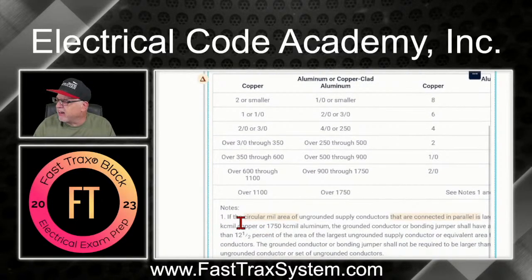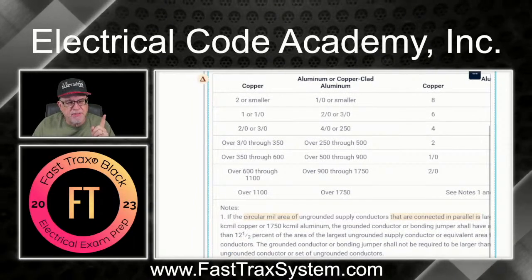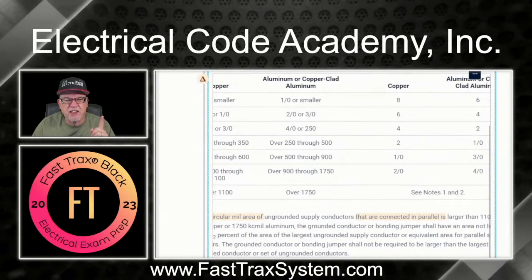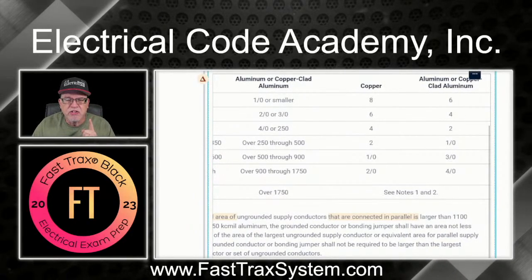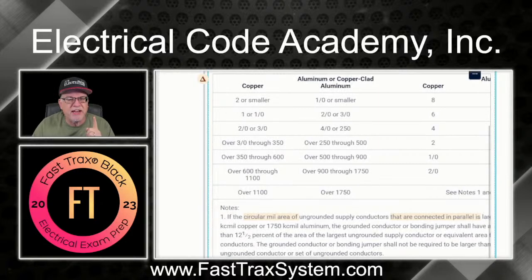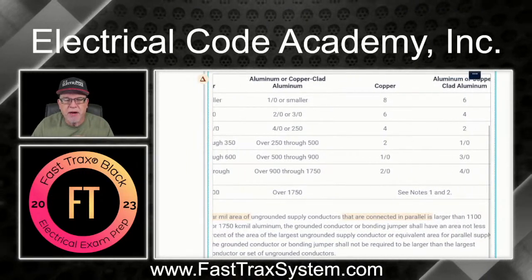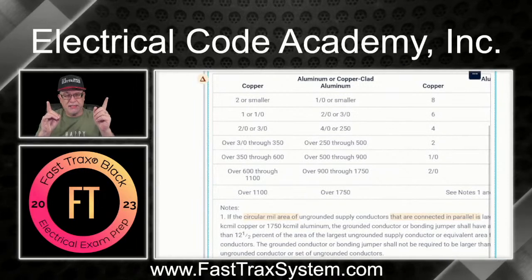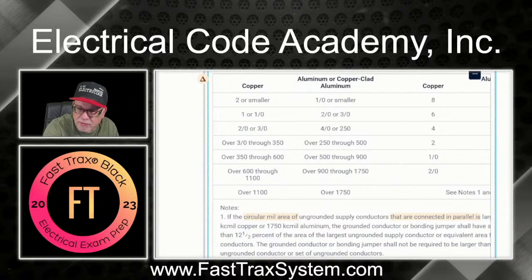Now, note 1 right here tells me that if the circular area of the ungrounded supply conductors that are connected in parallel is larger than 1100 kcmil copper or 1750 aluminum, the grounded conductor or bonding jumper, because remember what this table is used for as well, bonding jumper sizing, shall have an area not less than 12.5% of the area of the largest ungrounded supply conductors or equivalent area for parallel supply conductors. Okay? All right. So keep that in mind. Let's go back and see what we've got to deal with.